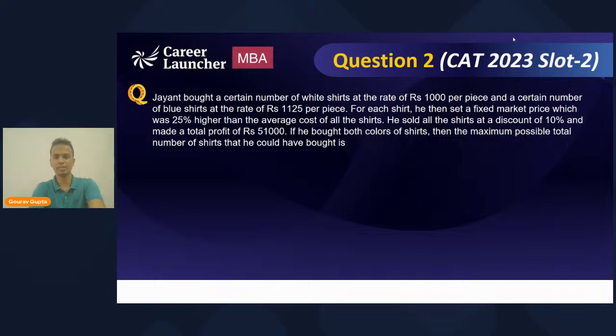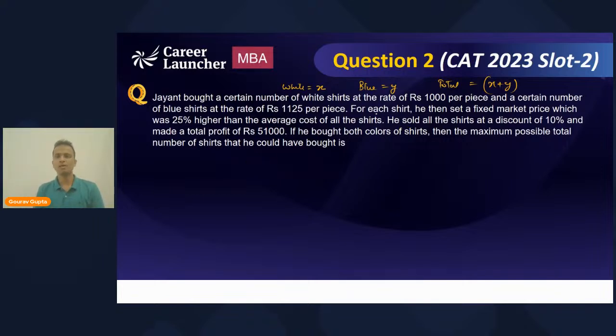Nice, very good Meghadri. Okay, let's solve it. Now Jain bought a certain number of white shirts at a rate of 1,000 per piece. So let's say the number of white shirts that he has bought is X, and a certain number of blue shirts he has bought. So number of white shirts is X and number of blue shirts is Y. So total number of shirts that he has bought comes out to be X plus Y. Simple as that.